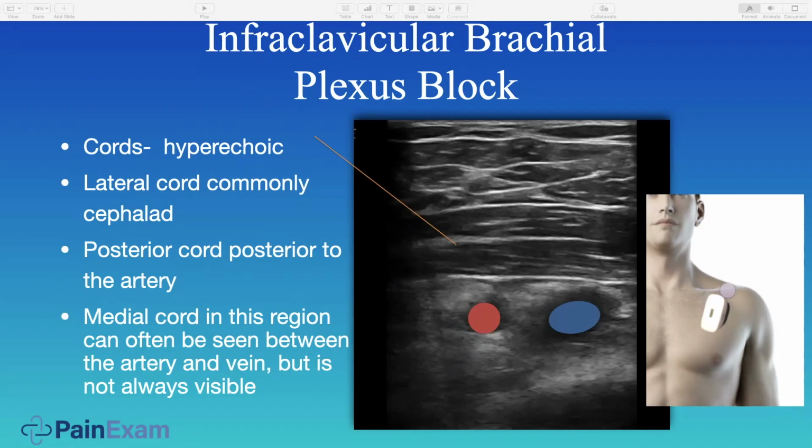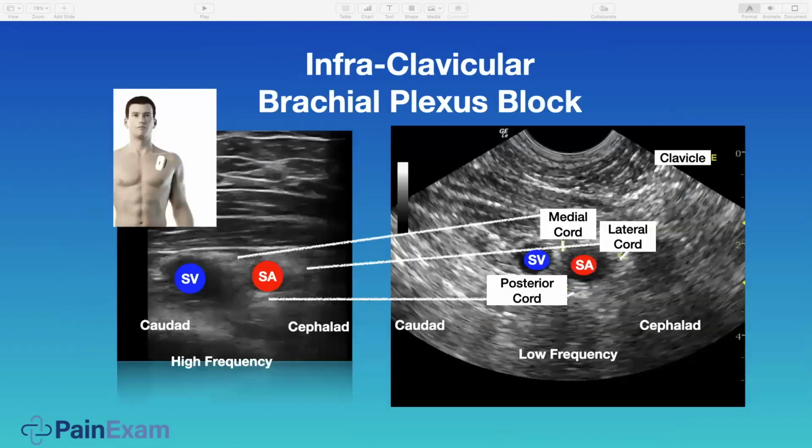your needle is going to first anesthetize the medial cord, pull back, redirect, get the lateral cord, pull back, and then change your angle, go behind the artery at 6 o'clock, and then you can inject for the posterior cord. And if and when you're placing a catheter, you're going to actually place it at that last location that I was describing.